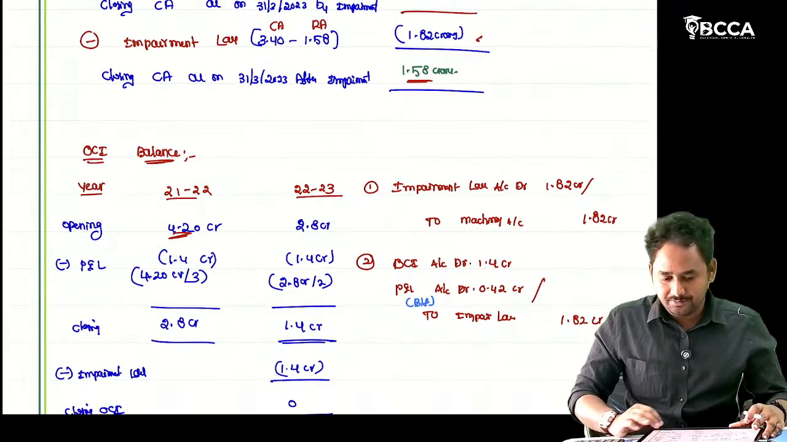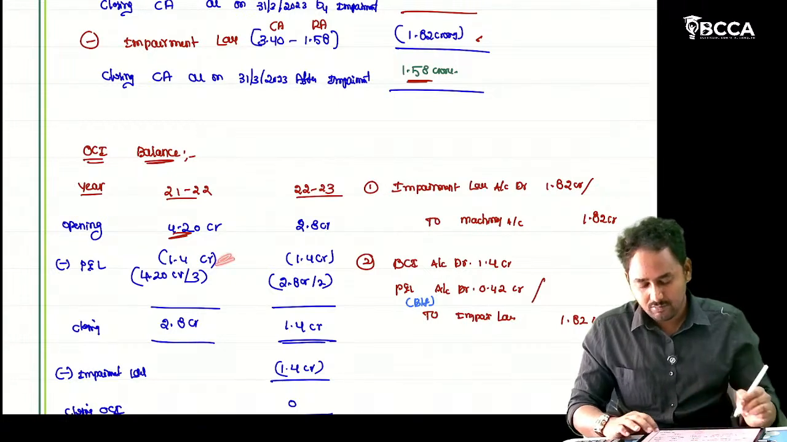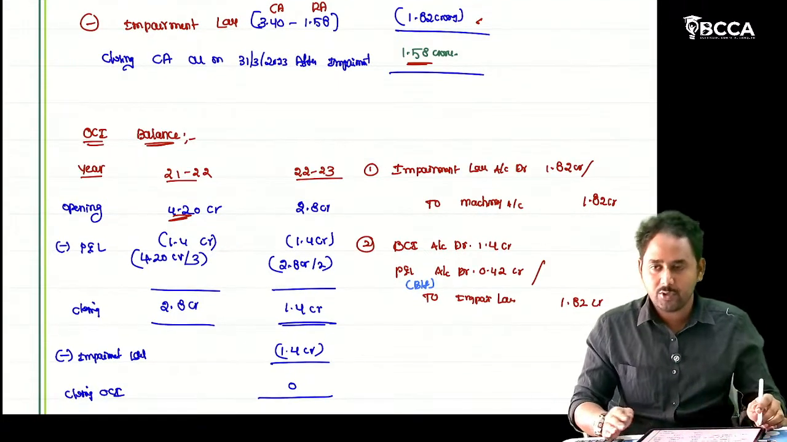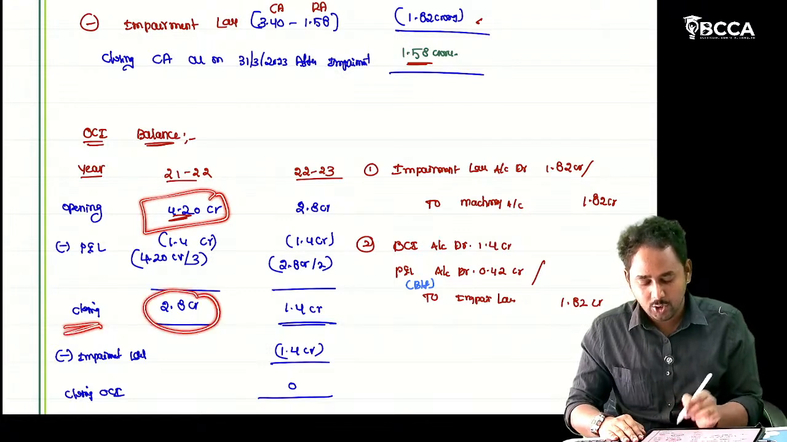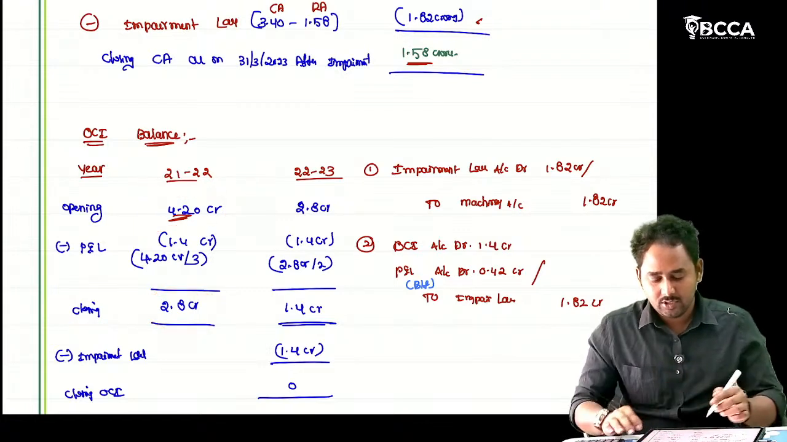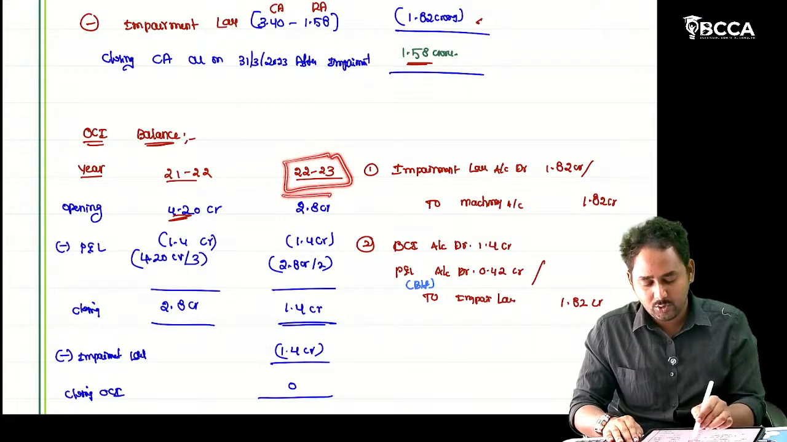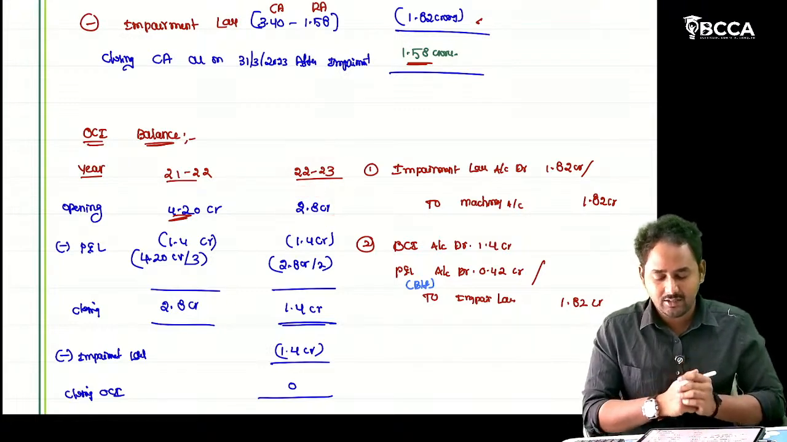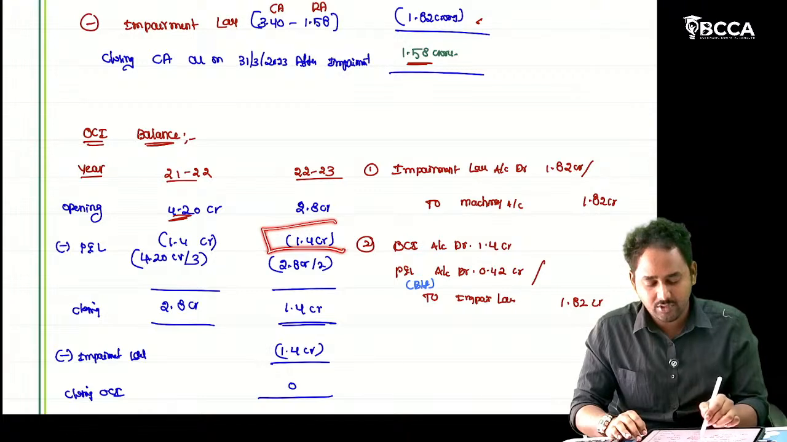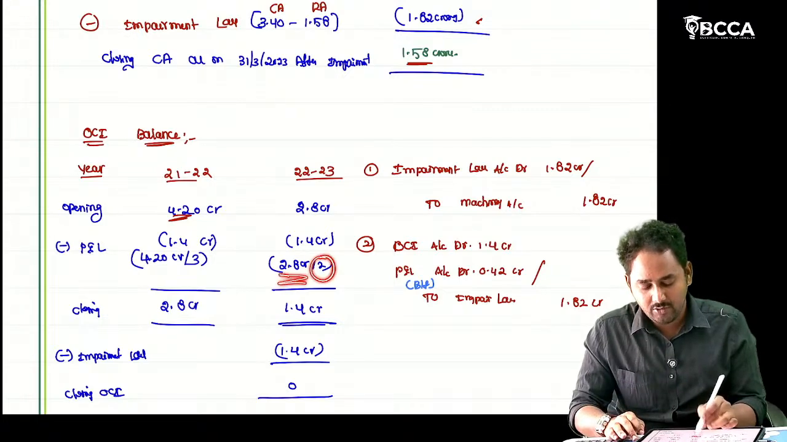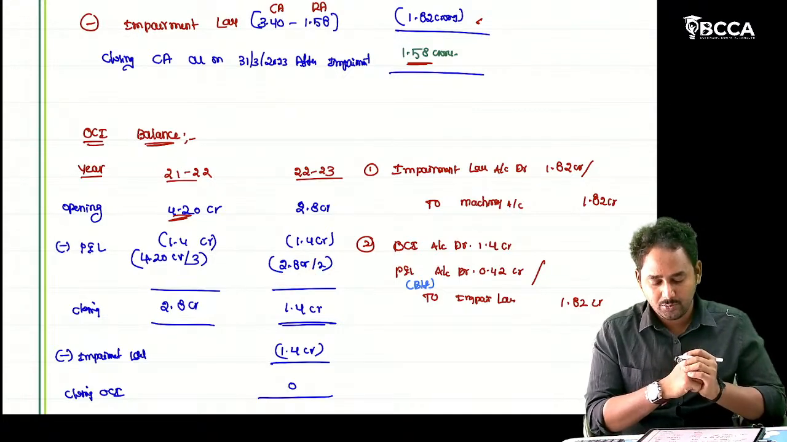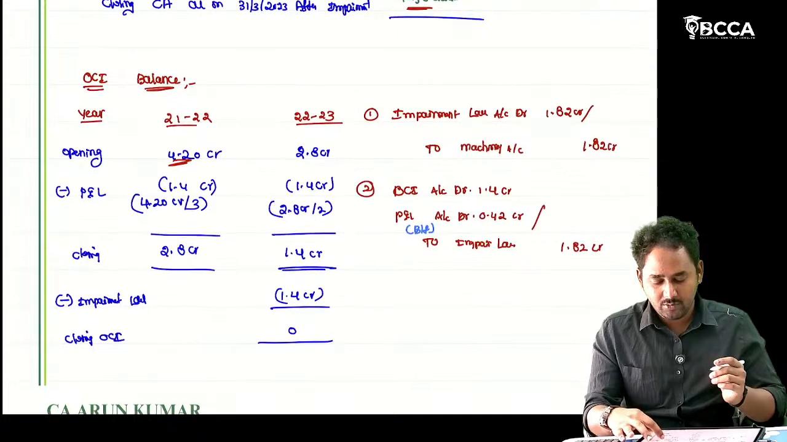This amount should be transferred to P&L from the OCA balance. Then the closing OCA balance is 2.8 crores. For 22-23, 2.8 is the opening balance. Next year also, 1.4 crores should be transferred to P&L, so 2.8 divided by 2.